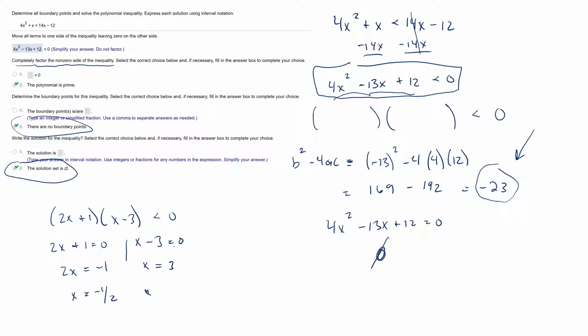So if the trinomial was factorable, then we would set each factor equal to 0, giving us the boundary points. But again, it turns out this one doesn't factor. And we can verify that by calculating the discriminant to see if it's a perfect square.